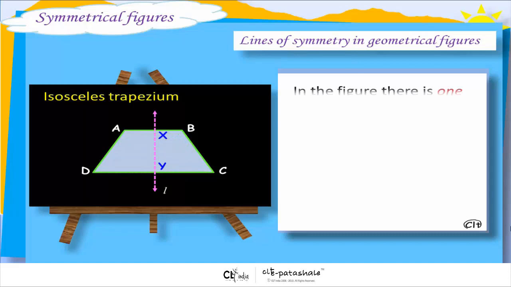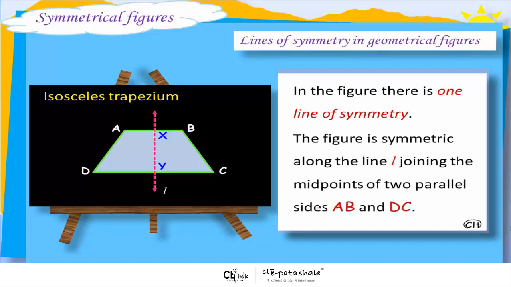Isosceles trapezium. In the figure there is one line of symmetry. The figure is symmetric along the line L joining the midpoints of two parallel sides AB and DC.